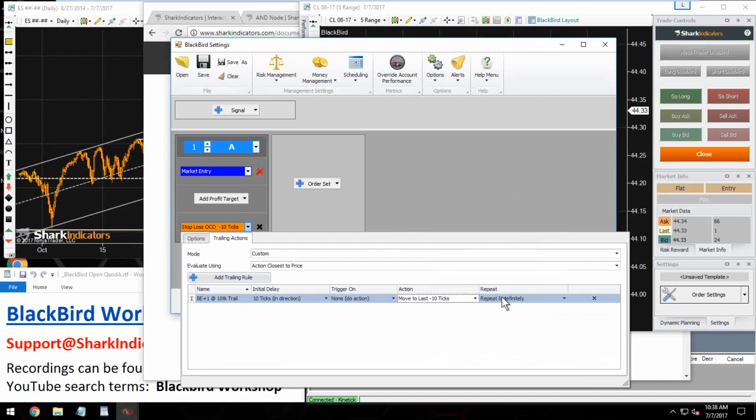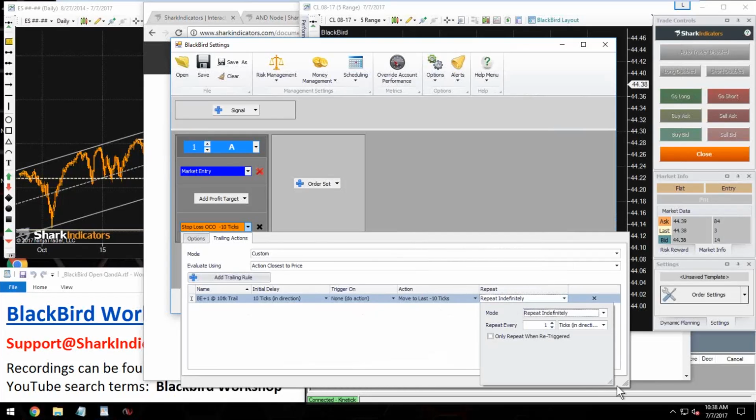And so what does that is the repeat section here. So we're going to keep repeating this trailing rule indefinitely, and we're going to repeat every 1 tick in direction. So whenever the market moves 1 tick in the direction of our trade, so if we're in a long trade, every time the market moves 1 tick upwards for a long trade, when the market moves up, that's in the direction of a long trade.